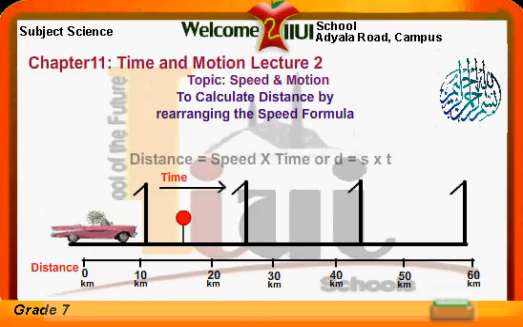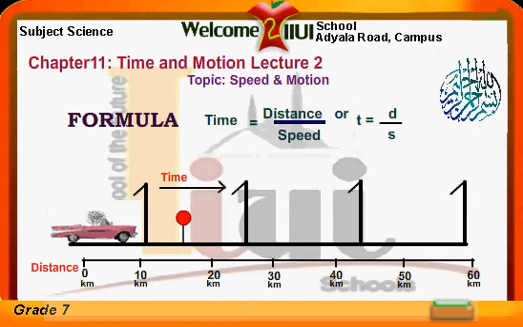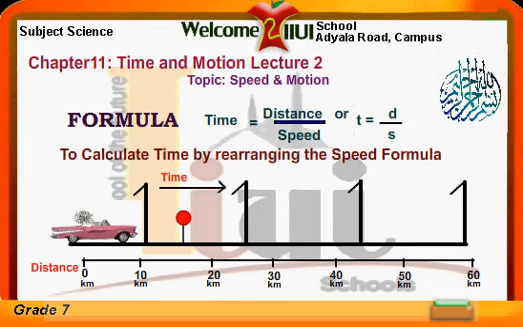Dear students, if we know the speed of a body, then we can also find out distance from it. We can find out distance covered in given time by rearranging the speed formula. That is, distance is equal to speed multiplied by time. Again, by rearranging the speed formula, we can also calculate the time. That is, time is equal to distance divided by speed.